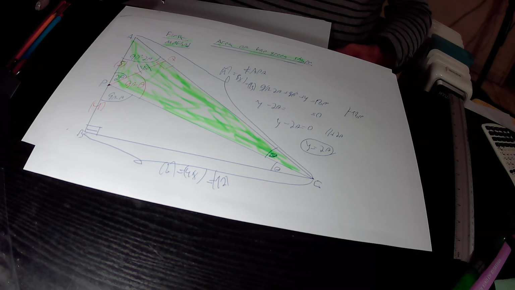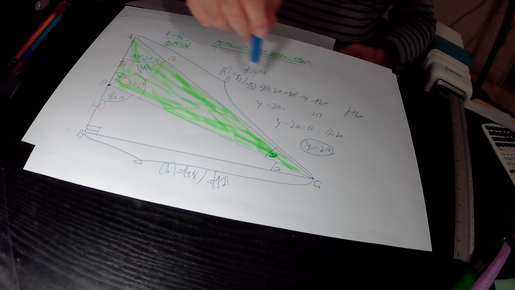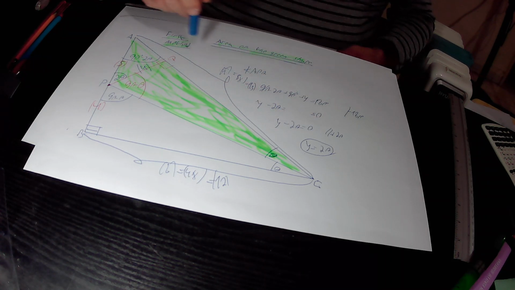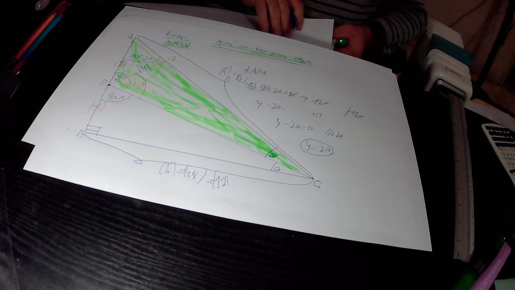What is the green shape? The green shape is actually the triangle APC. So the task is to find the area of this triangle APC. That is the green shape.